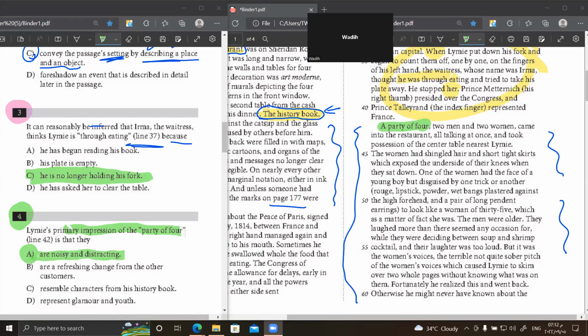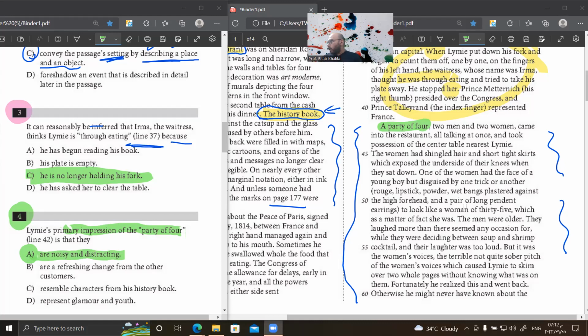Sir, here I think it's A because, as we can see in line 55, Limey skips two whole pages because of the women's voices and laughter. More than perfect. Yeah. Thank you, sir. Excellent. Thank you.